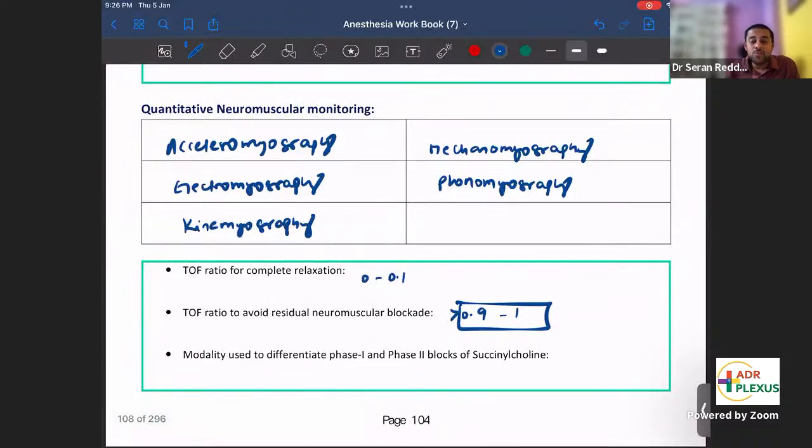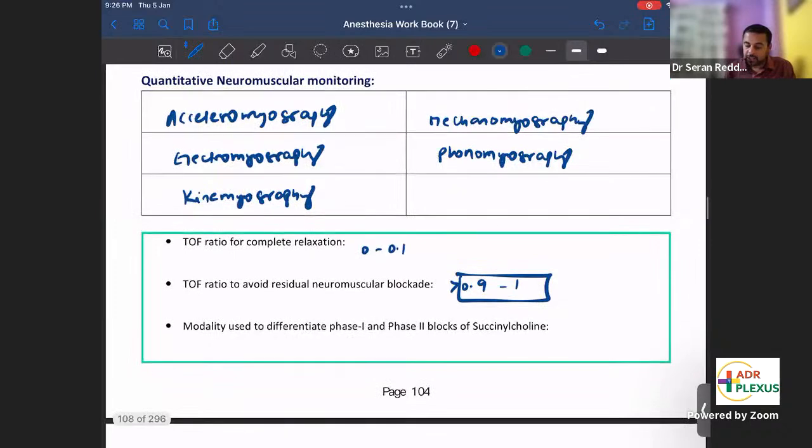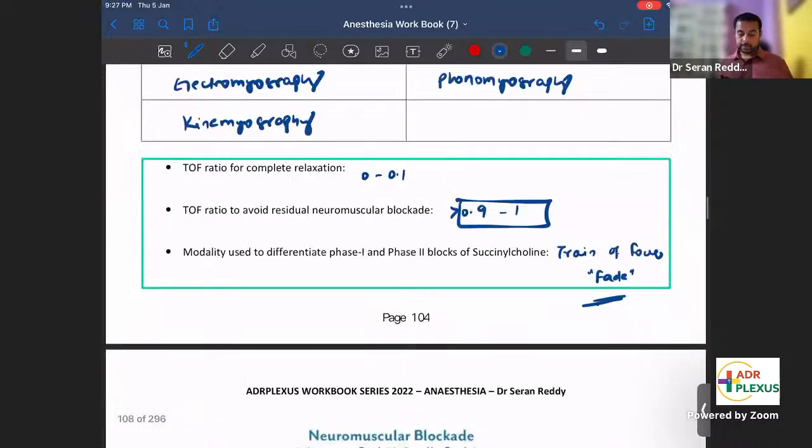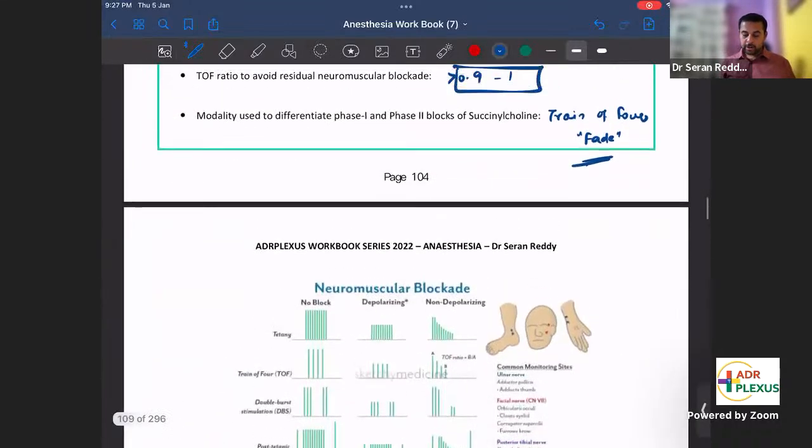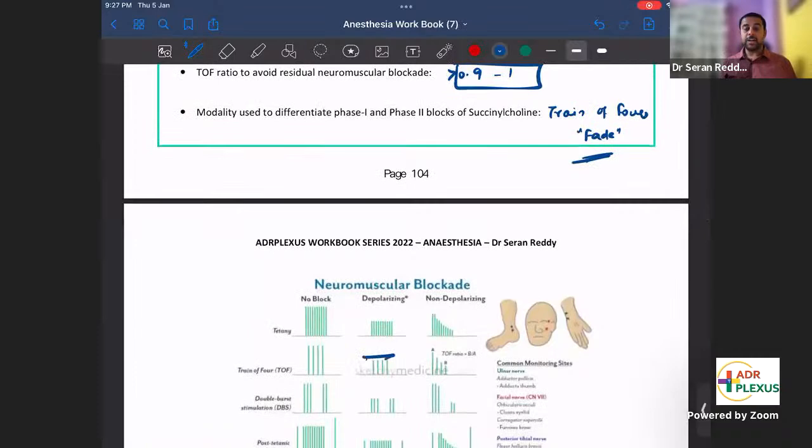The modality used to differentiate phase 1 and phase 2 blocks of succinylcholine is train of 4, in which you see the fade phenomenon. Just remember this fade phenomenon. As I told, in depolarizing blockers you see a consistent but diminished response, and in non-depolarizing blockers you see this fade phenomenon.